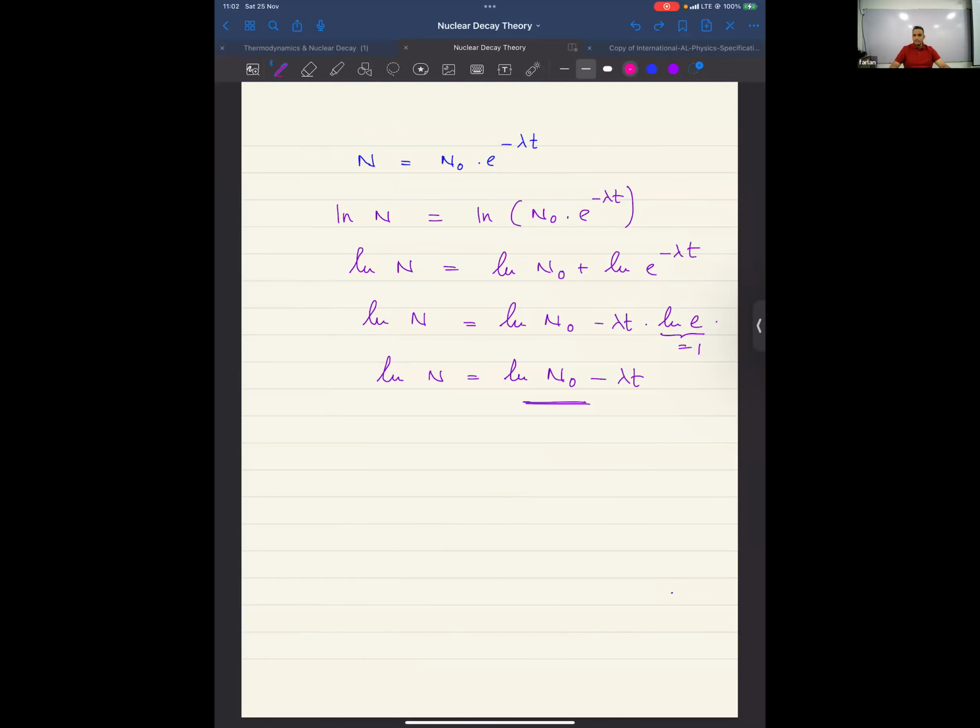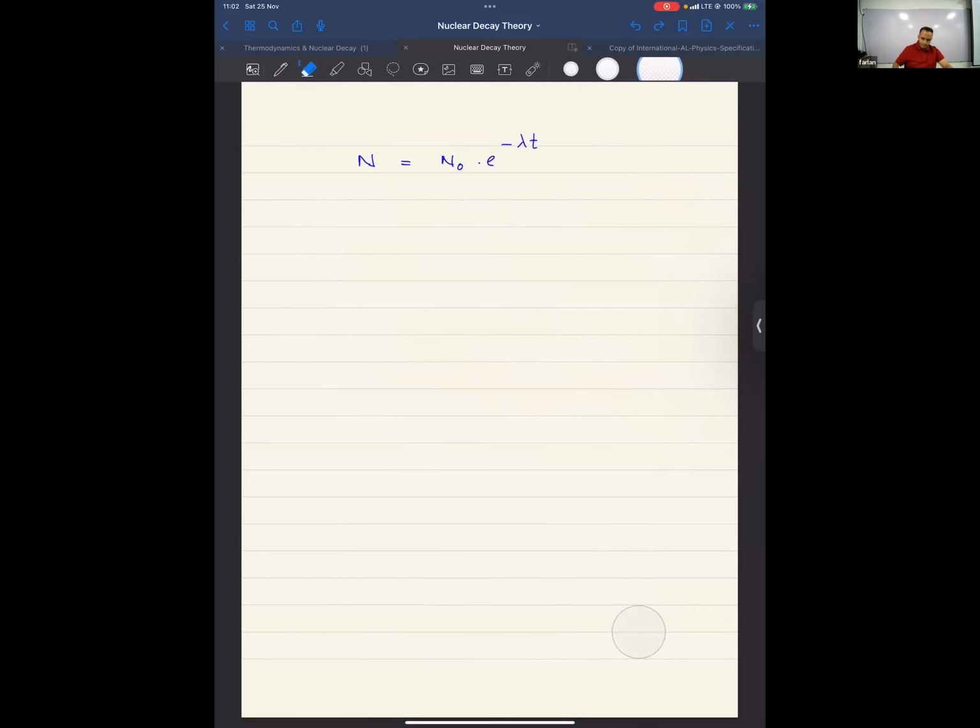if I take ln on either side, then we can write ln N equals ln N naught into e to the power minus lambda t. Correct? The original equation is N equals N naught e to the power minus lambda t. So if I take ln, which means log to the base e, on either side, ln N equals ln of N naught e to the power minus lambda t.